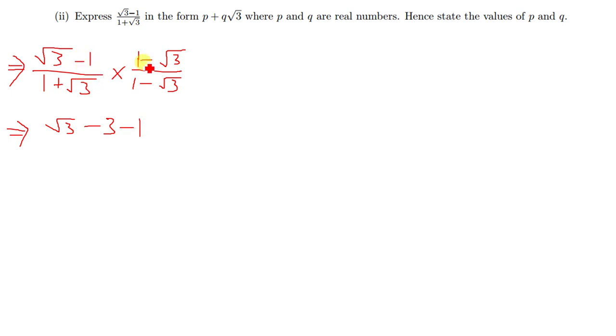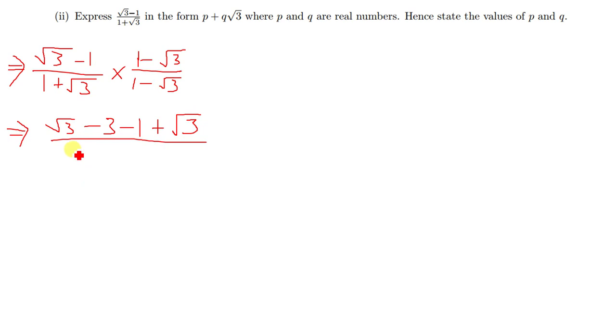Negative 1 times 1, you get negative 1. And then negative 1 times negative root 3, you get positive root 3. Let me just check this: root 3, negative 3, negative 1, positive root 3. Okay. So the denominator there, when you multiply this and that, this is just the difference of two squares.